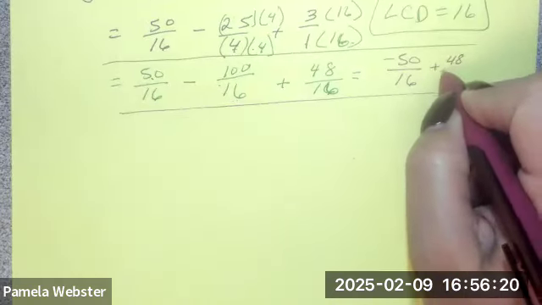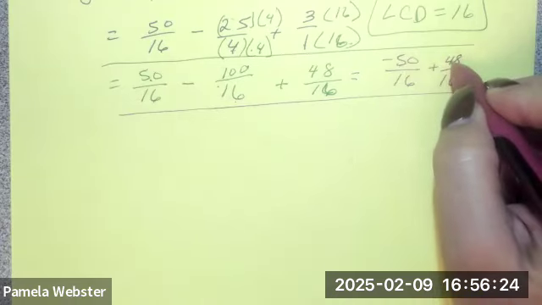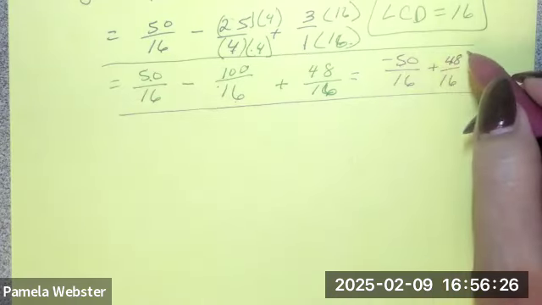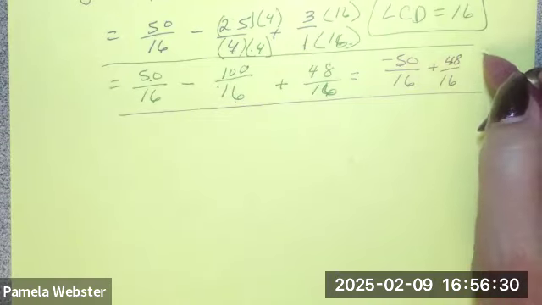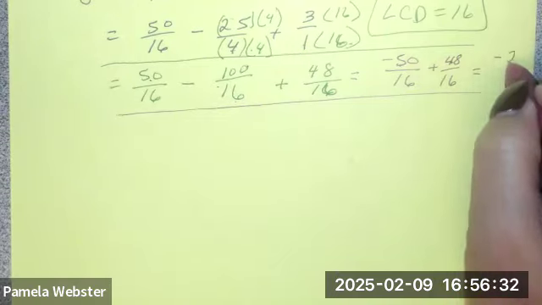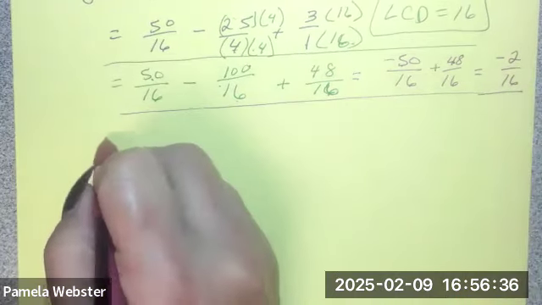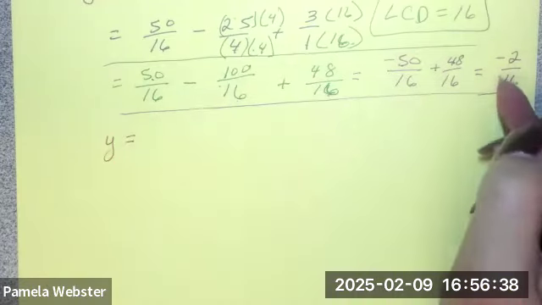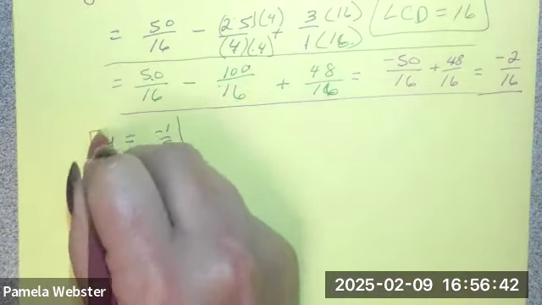Okay. Plus 48 over 16. Well, a negative 50 plus a 48, the rule is when you have numbers that are opposite signs, you subtract and take the sign of the bigger number. So this is a negative 2 over 16. And whenever I get all the way down here, I say y equals, that will reduce to negative 1/8, right?